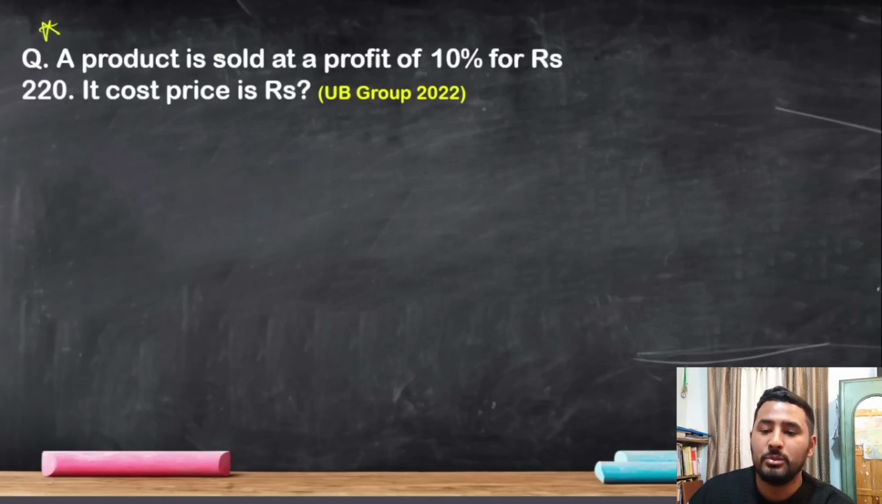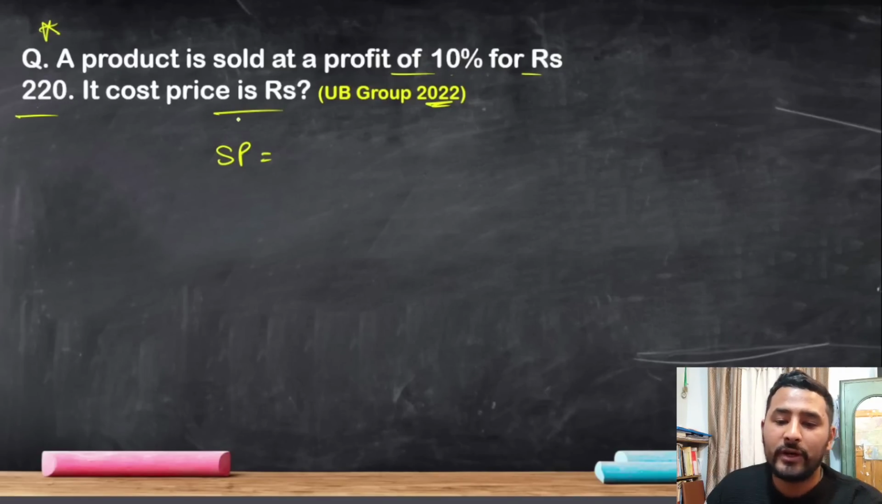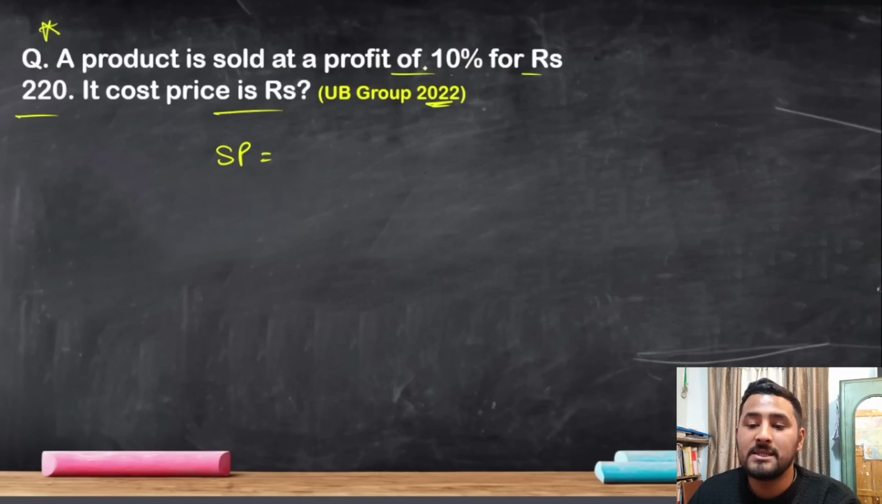Let us see one more question, UB Group 22. A product sold at a profit of 10% for rupees 220, find its cost price. Very easy. Use the formula. As soon as you see profit percent is given and SP is given, you need to find the cost price. Or if cost price and profit percent are given, you need to find SP. Use this formula only: SP is equal to CP into profit percent. If it is a loss, you use the loss percent.